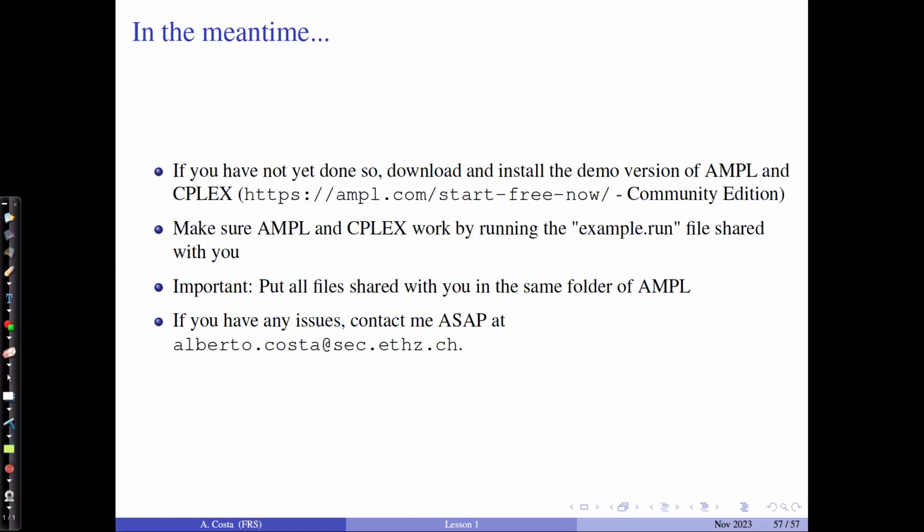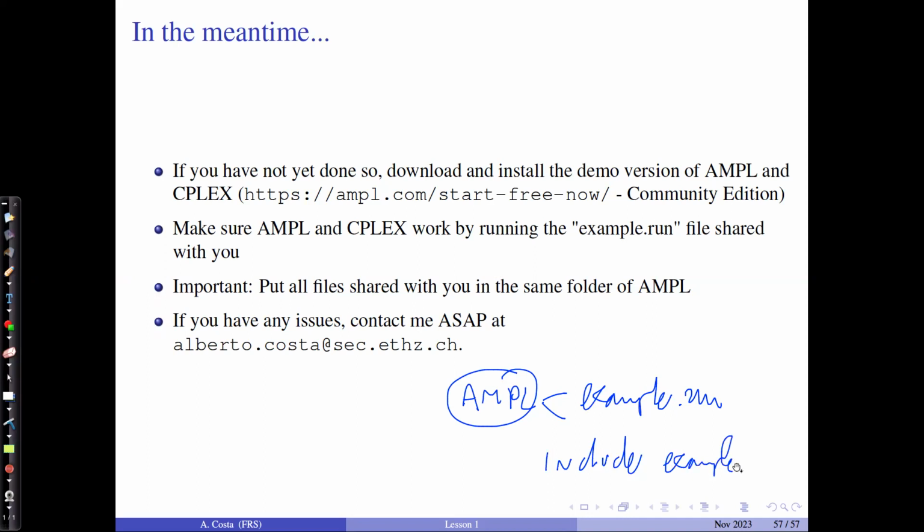In the meantime, please download AMPL and CPLEX from this website. You can choose the community edition license. It should work for the size of the problem we are dealing with. You should have this example.run. You can just run it and see if it's working. Remember, if you are on Linux or Mac, you write ampl from the terminal, and then the name, example.run. If you are on Windows, double click on the AMPL and write include example.run. All the files, AMPL, CPLEX, and also the run file and everything must be in the same folder. It's very important.